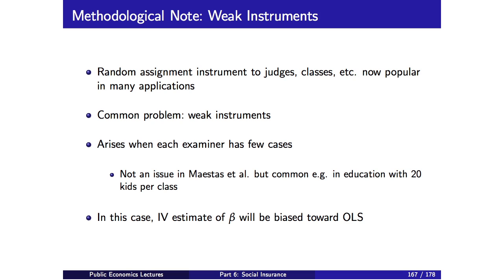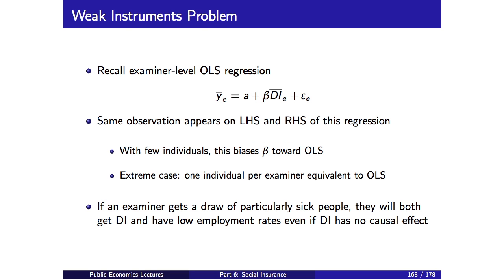So when does the weak instrument problem arise? The key issue is when each examiner has very few cases. This is actually not an issue in the Maestas et al. paper, because in their case, they have a lot of cases per examiner, okay? But it's common in many other applications, like the Project STAR application, where I started thinking more about these issues, where you have about 20 kids per class. So you do actually have a small number of individuals per treatment. In this case, the weak instruments problem is that IV will be biased towards OLS.